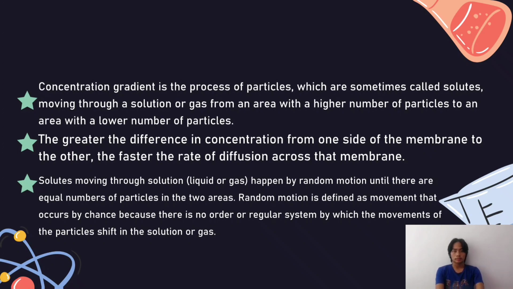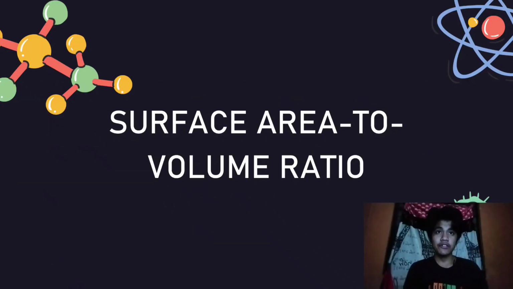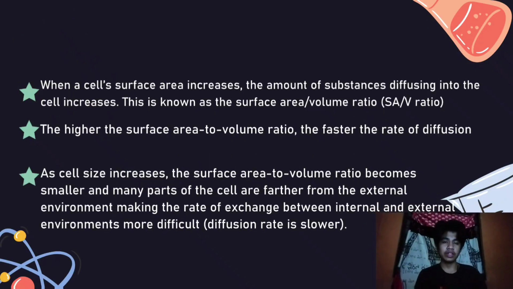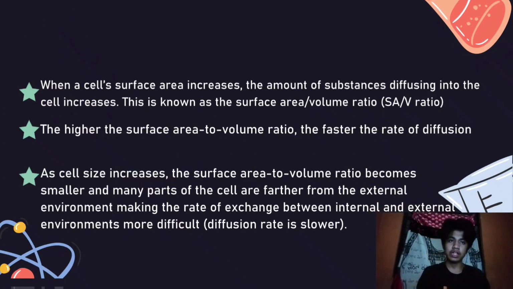The next factor that affects the diffusion rate across the cell membrane is the surface area to volume ratio. This basically means that if the ratio between the surface area of the cell and the volume of the diffusing substance is higher, the faster the rate of diffusion is. As the cell size increases, the ratio becomes smaller, and many parts of the cell are farther from the external environment, which results in diffusion becoming slower.